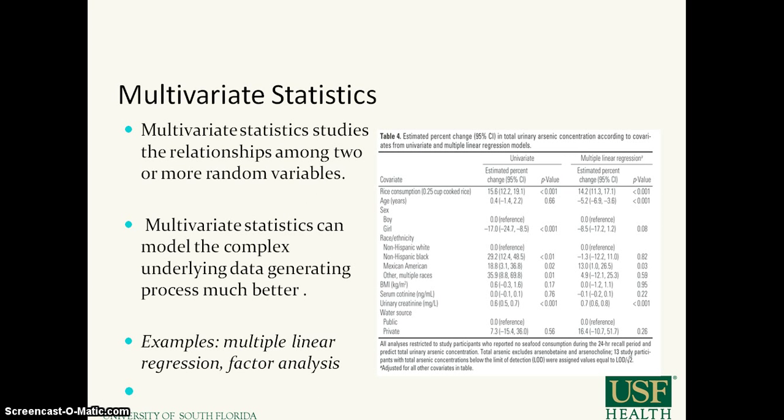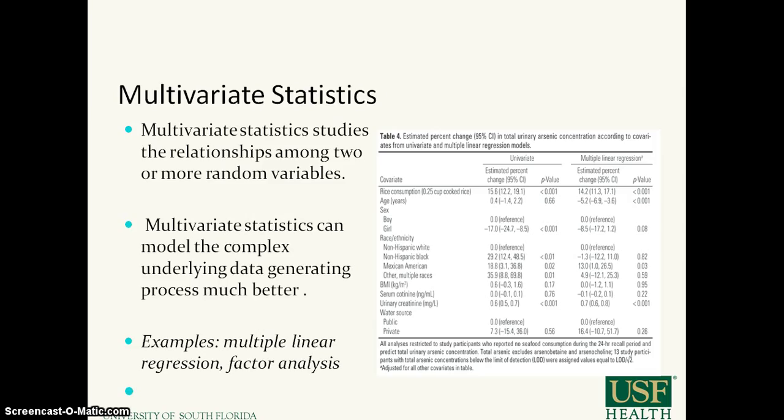And then multivariate statistics really studies the relationship among two or more random variables. And multivariate statistics can model the complex underlying data generating process much better. So this is what we want to learn, because multivariate statistics can provide us a model that's much closer to the real world processes.